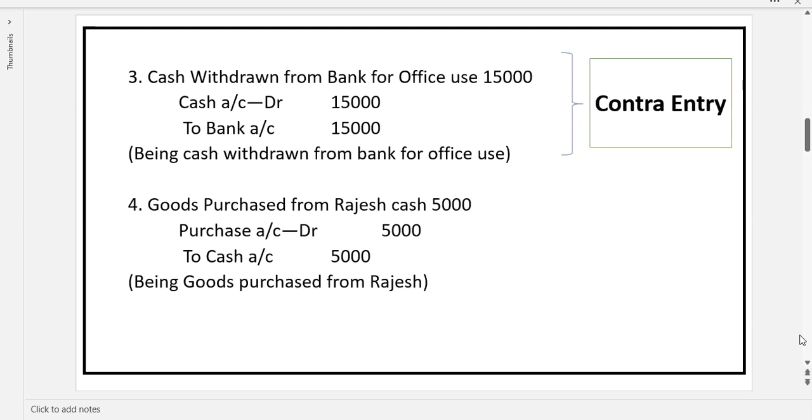Now let's see another one. Observe here carefully. Cash withdrawn from bank for office use. Just now I mentioned what is meant by contra. Cash and bank ledger both need to be affected. One needs to be on the debit side, another on the credit side. Cash and bank both are there, one in the debit side, another in the credit side. So these kinds of entries are called a contra entry. Make it very clear.